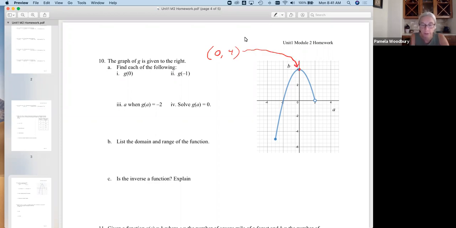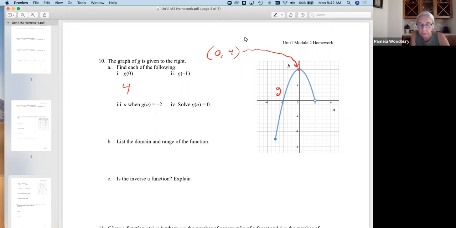If we come over here and look at this first question, part 1 says evaluate g at 0. In other words, for this function g, when the input is 0, what's the output? And we see here that the output is 4 when the input is 0.